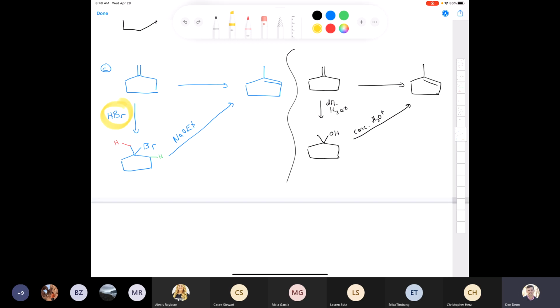Now look, before we move on, you're going to find that as we get further and further in the class, there's more than one answer to a lot of these synthesis problems, especially in organic chemistry too. There's all kinds of answers to these problems. So your question might be, well, which one's correct? The answer is, in this case, I would say both of them are correct.